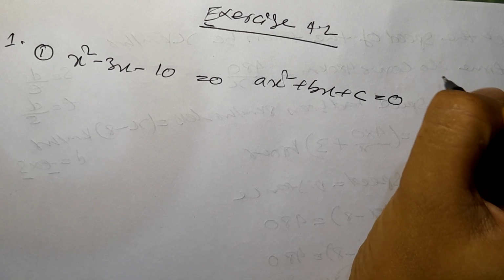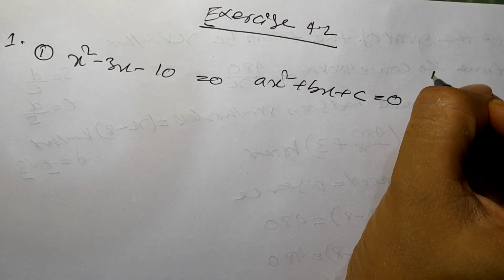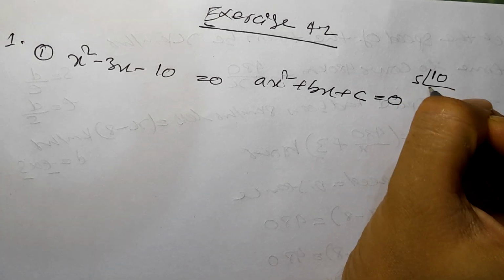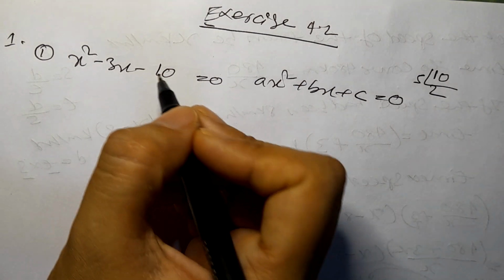Now find the prime factorization of 10. 5 twos are 10. We need 3, and we have to make it 3 by subtraction. How do I know it is by subtraction? Check the sign of the constant.